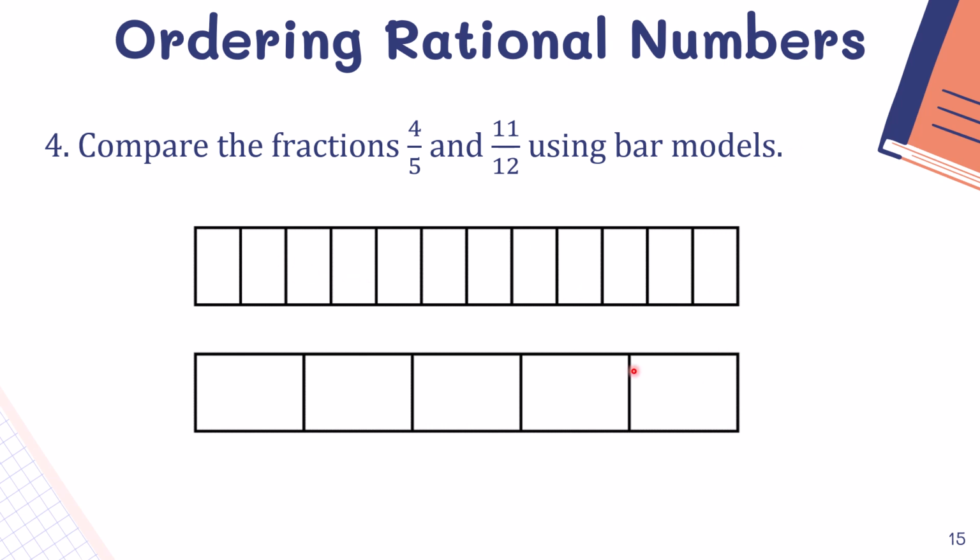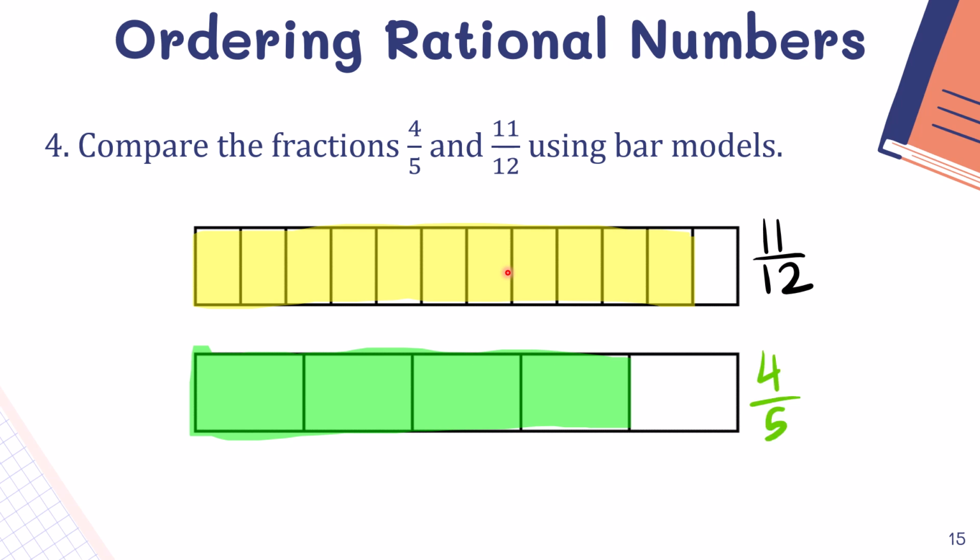You can see I've got two little strips here, and I've got the top one broken up into 12 pieces, and the bottom one broken up into 5 pieces because those are my denominators. That's my whole. If you're thinking of a fraction as a part over a whole, then the denominator represents the whole. So for 4 over 5, we've got that fraction strip split up into 5 pieces, and for 11 over 12 we've got it split up into 12 pieces. You can see I've shaded 11 out of those 12 pieces. That's 11 over 12. And then here I've shaded 4 pieces for 4 over 5.